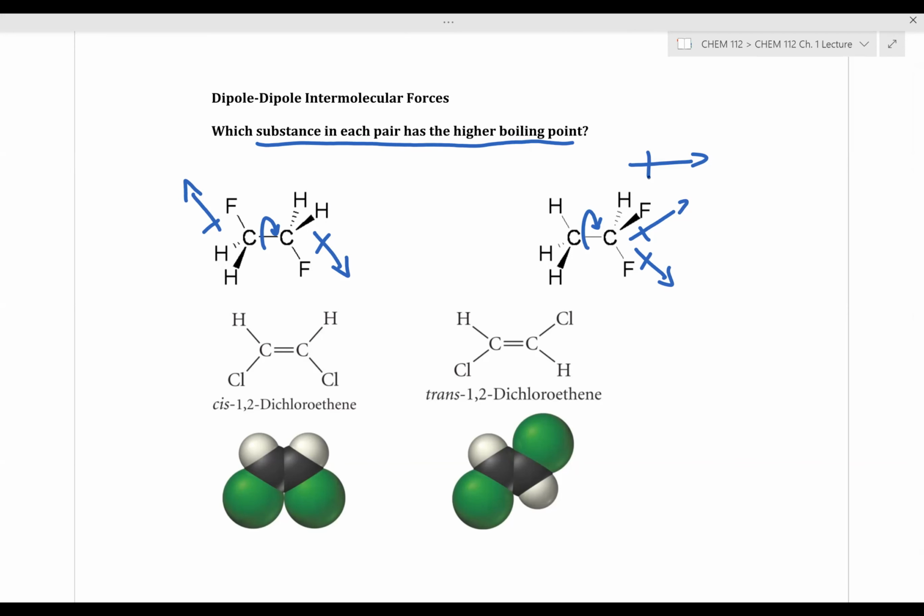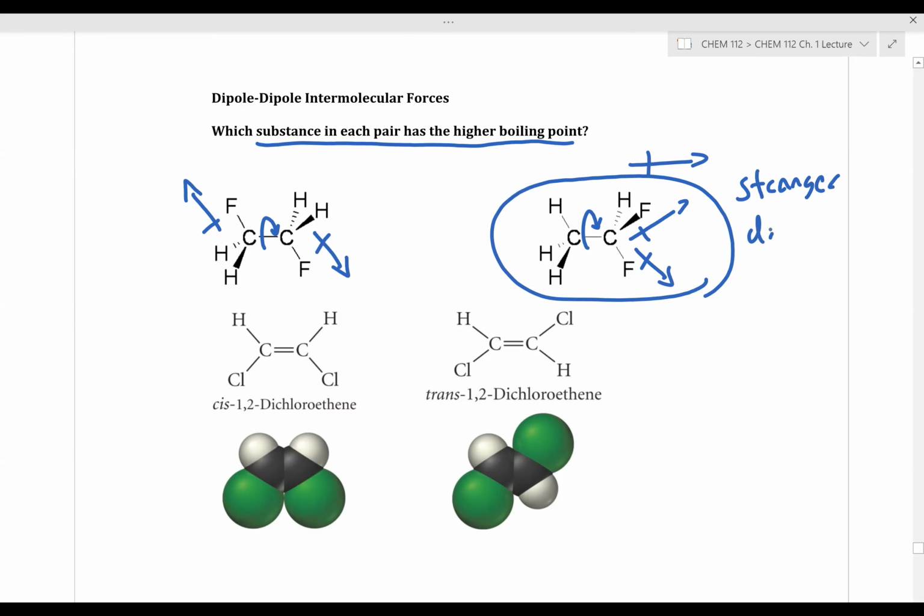So we would expect which of these two structures would have the stronger molecular dipole? The one on the right. So this structure has a stronger dipole. And as a result, what would happen to its boiling point? Would it be larger or smaller? Larger.